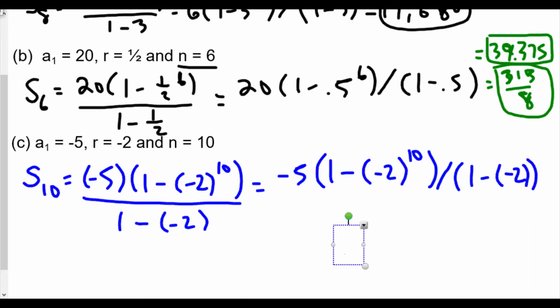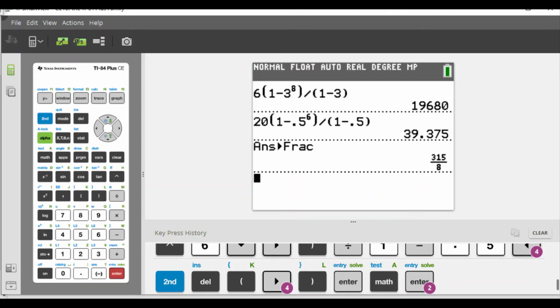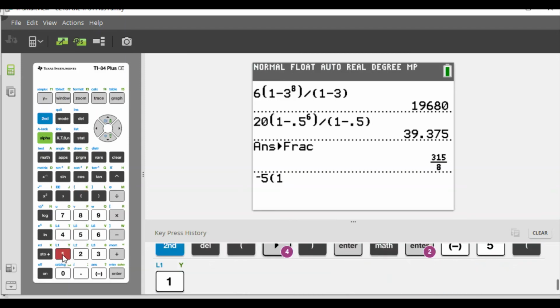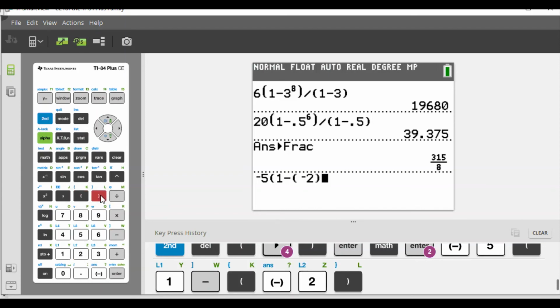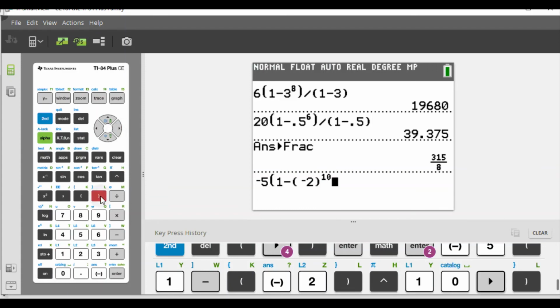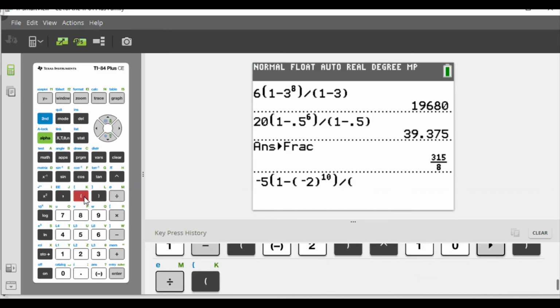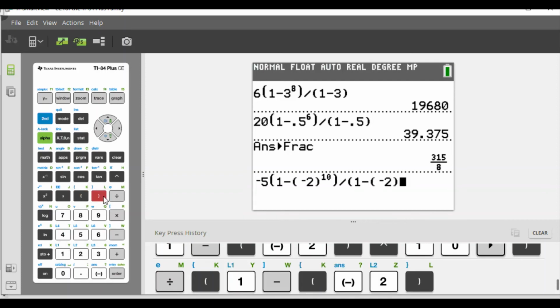Okay, here we go. So we have negative 5, so make sure you use a negative symbol. Times 1 minus, and we have parenthesis, negative 2, close parenthesis. We're raising it to the 10th power. Notice we'll be very careful with this here. So we're closing parenthesis again. That represents our numerator. We're going to divide by, open parenthesis, 1 minus, open parenthesis, negative 2, close parenthesis, close parenthesis.